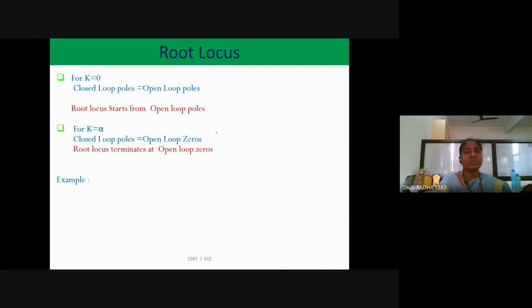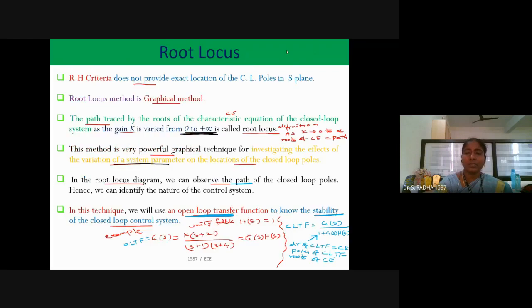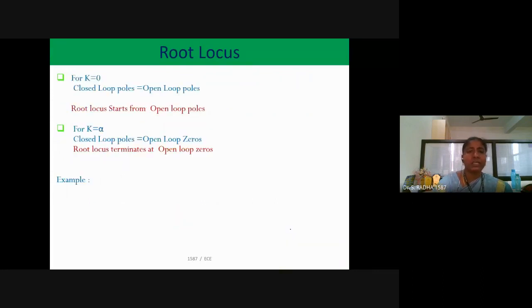And this is about the k value. I told you the closed loop transfer function here, g of s by 1 plus g of s h of s. In that, when you put k equal to 0, the open loop poles and closed loop poles will become the same. How?